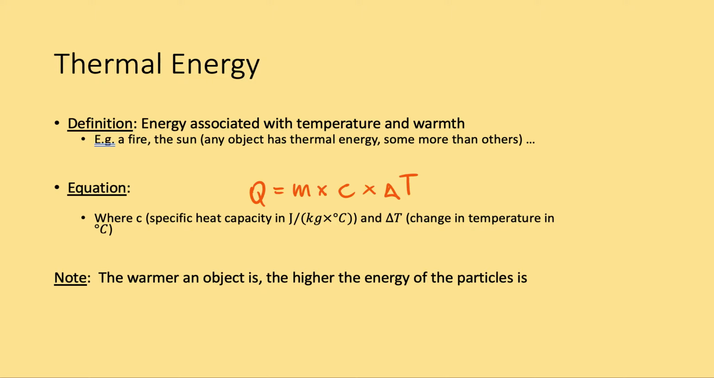Okay, so putting this into a formula, the definition we've seen is the energy associated with temperature and warmth. So some examples might be a fire, the sun. Nearly everything has thermal energy in it. Some of them have more than others and some of them have less than others.